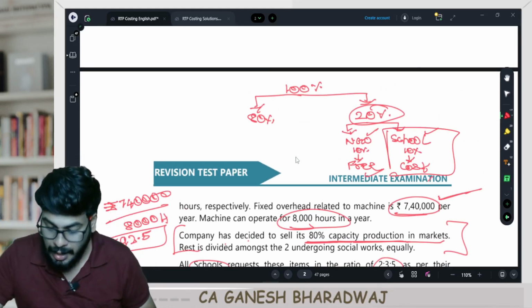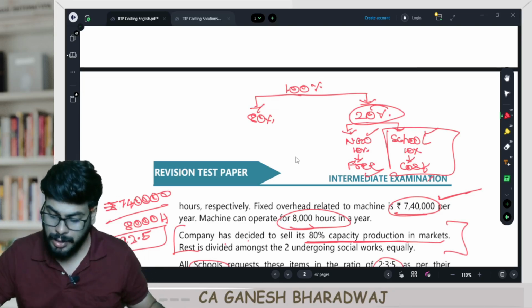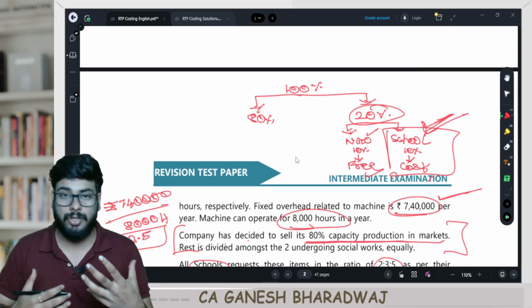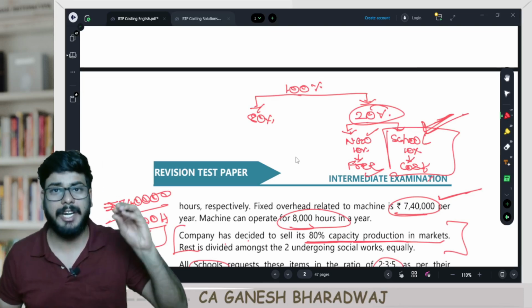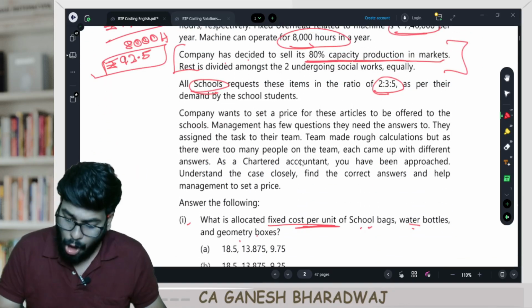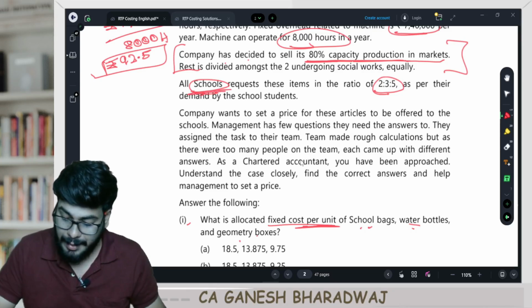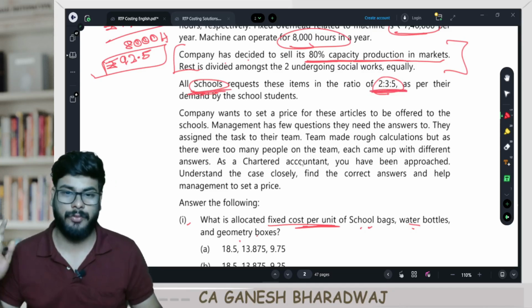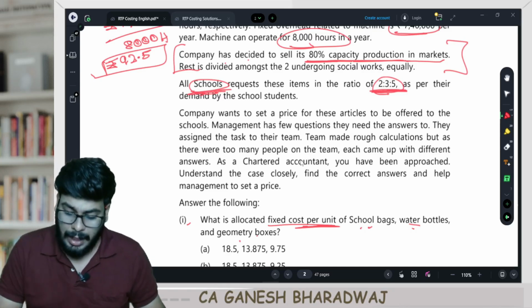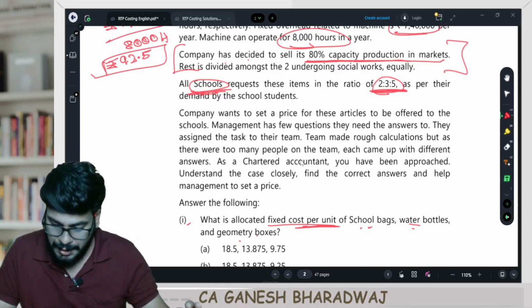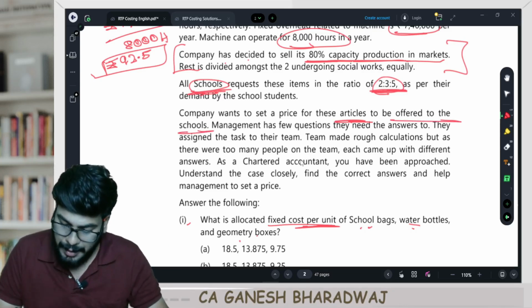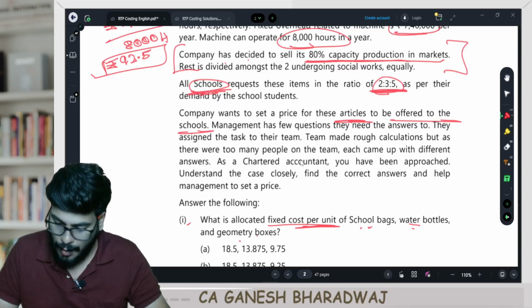Now all the MCQs are pertaining to this particular component, the social activity that they are undertaking pertaining to the schools. What they are saying, all the schools request these items in the ratio of 2:3:5 as per the demand by the school students. The company wants to set a price for these articles to be offered to the schools, right? The management has a few questions they need to answer.